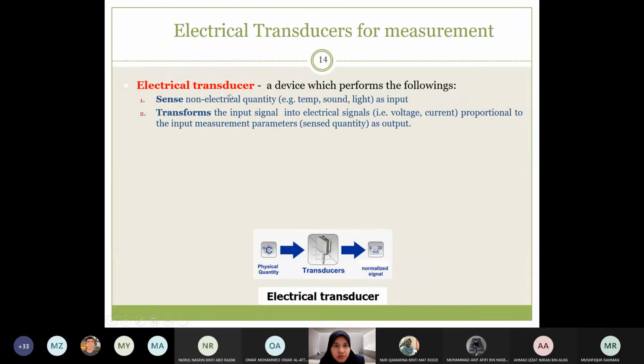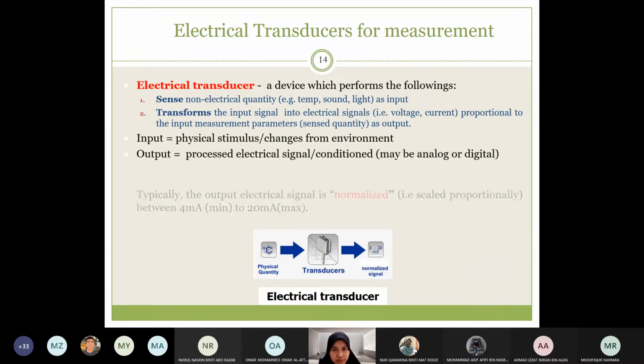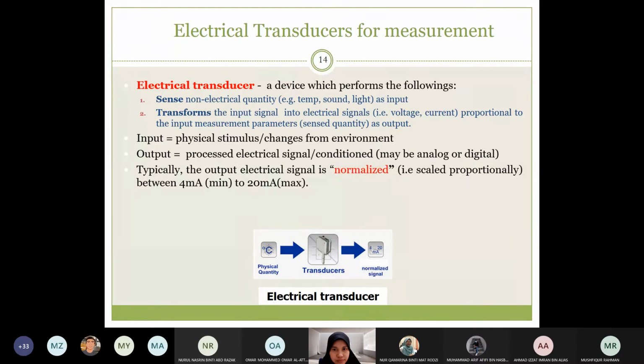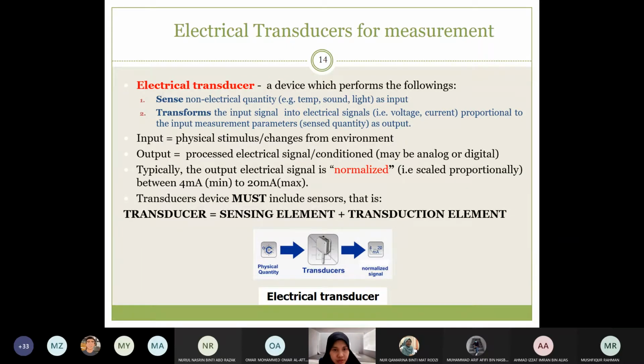Okay, an electrical transducer is a device which performs the sensing and transformation. It senses non-electric quantities such as temperature and sunlight as input, and transforms the input signal into an electrical signal, for example, voltage and current, proportional to the input measurement parameters as output. Typically, the output electrical signal is normalized. A transducer must include sensors. So a transducer is a sensing element plus a transduction element.